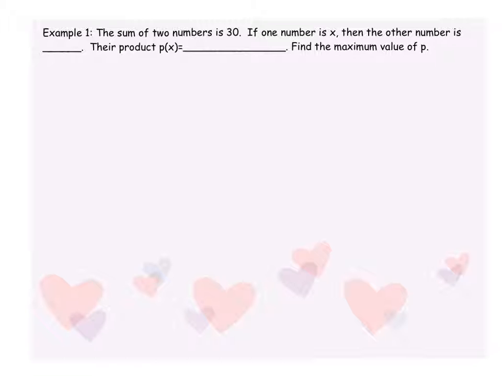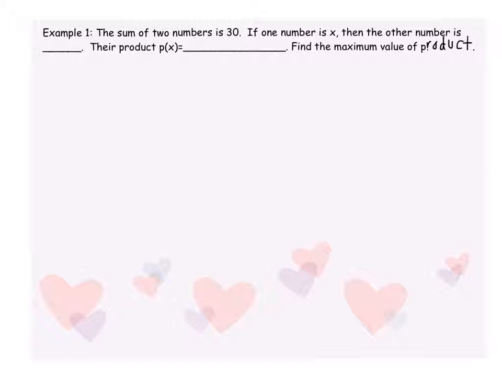Okay, so the question here really is, the sum of two numbers is 30, and if one number is x, then the other number is blank. We'll figure that out. Their product is p. We'll write an equation for that as well. So they say find the maximum value of p. And when we say p, we're referring to the product. So basically the sum of two numbers is 30. Find the maximum value of their product.